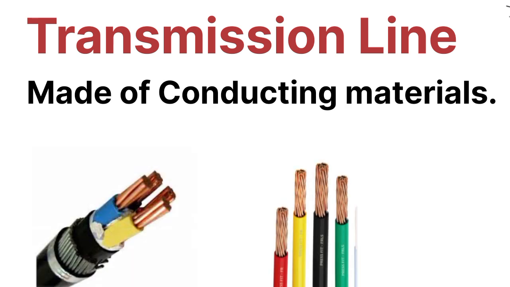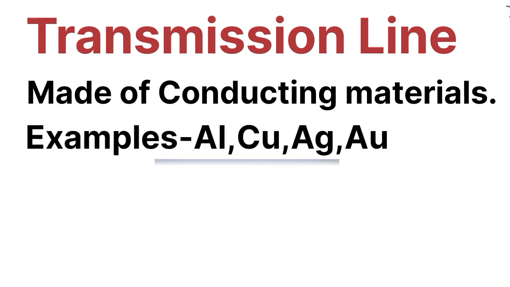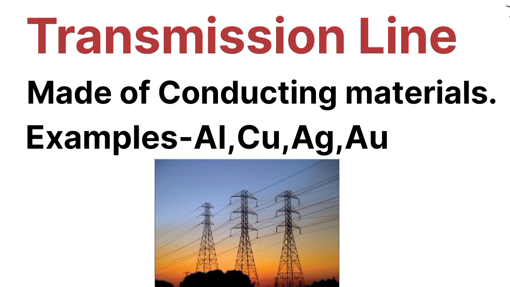Okay, and transmission lines are made of conducting material. So these are generally made up of conducting material. Why? Because without any conducting material, how can we deliver the electrical power from one point to another point? We need a transmission line which is made up of a conducting material. So a transmission line is generally made up of aluminum, copper, silver and gold. So these are the conducting materials by which we can carry the electrical power from one place to another place, or from one bus to another bus.